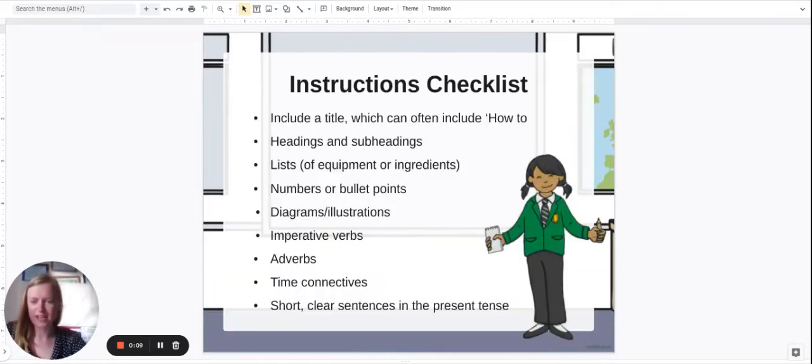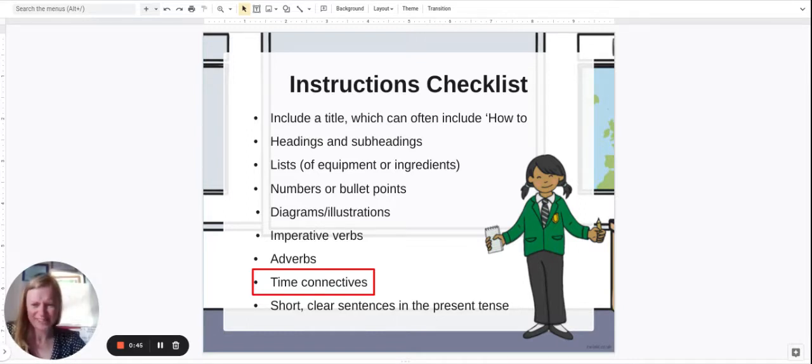We are looking at our instructions checklist and we're going through it. We have already looked this week at imperative verbs, at adverbs, and today we're going to have a look at time connectives. And you might remember that we covered time connectives ages ago, back in term 1, in relation to sequencing a story. I wonder if you remember what they are. Maybe pause the video and have a think or have a chat with somebody in your house as to what exactly are time connectives.